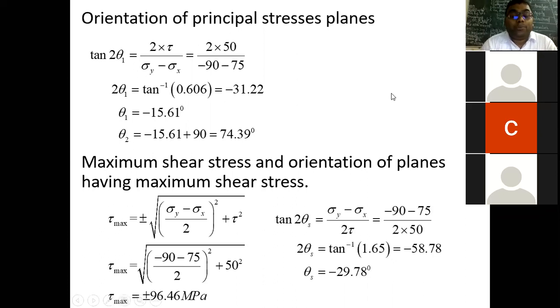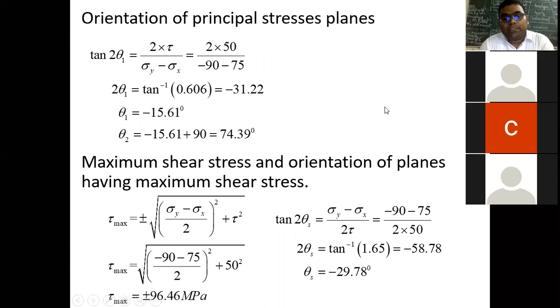Now we have to find the inclination of the shear stress plane. So this is the formula for that. 2 theta s gives the orientation of the maximum shear stress plane. That formula is sigma y minus sigma x upon 2 tau. Put in all the respective values, then it becomes minus 29.78. Minus means it is in the anti-clockwise direction.